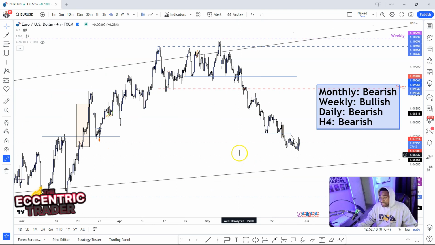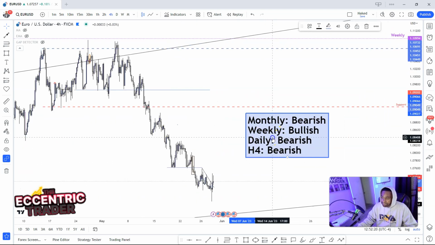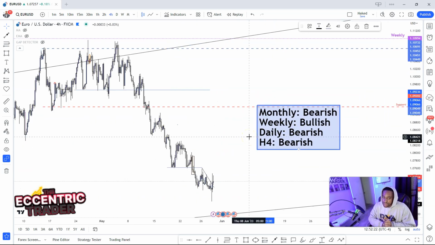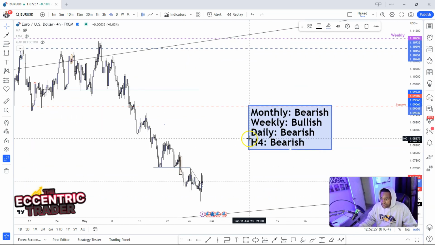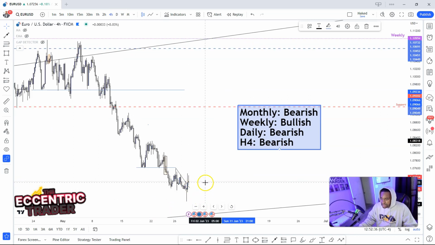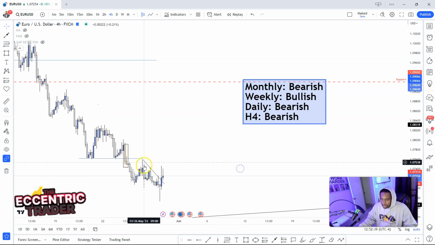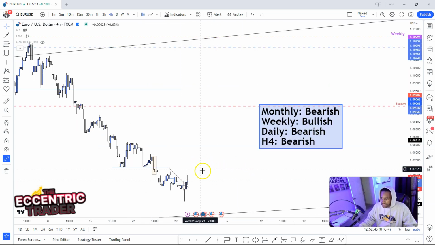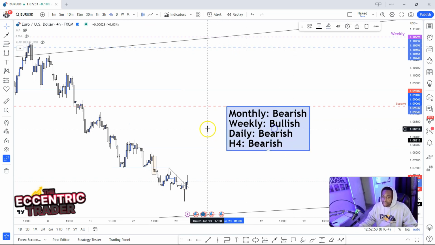But yeah, that's pretty much it for EU as far as top-down analysis and directional bias. Now, I'm anticipating EU to test this area. Look at that wick. It's a lot of sellers exhaustion. To test this area and to create some type of reversal pattern. It could be a triple bottom, inverted head and shoulders, something to take the market back up into the higher time frame channel, right? That's what we're looking for.